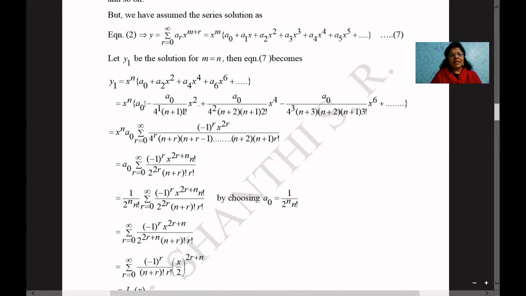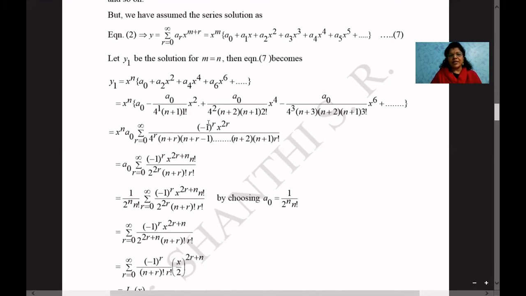What about the x term? See here. This is x power 0. There is no x, means x power 0, x power 2, x power 4, x power 6. Observe this infinite series. This is x power 0, 2, 4, 6. That is x power 2r. Here r is the only variable. Correct? x power 2r divided by, this is the 0th term, so we have got 4 power 0. This is the first term, 4 power 1. Second term, 4 power 2.